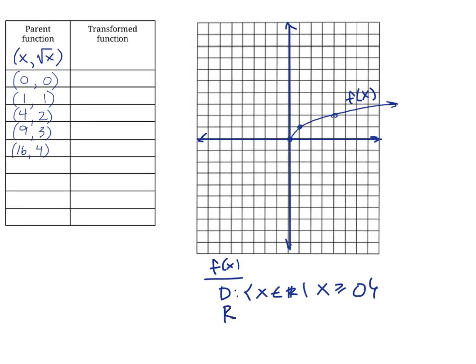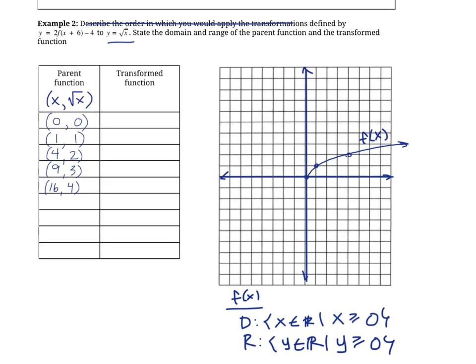And then our range, y is an element of real numbers such that y also, if you look at it, is going to be everything greater than or equal to 0 as well. So that is our domain and range for our f of x. How do we transform this function now? So this right here is the transformation map that we have to use in order to find our transformed function.